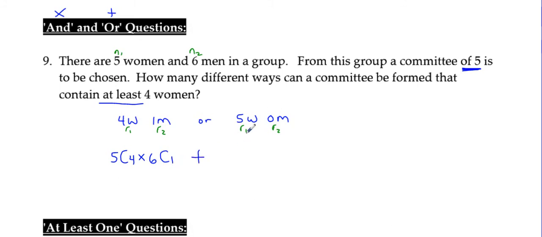Or you have another case where out of 5 women, we want 5 of them, and out of 6 men, you want none of them. And that works out to 31 committees. So watch out for those examples that have "and"s and "or"s.